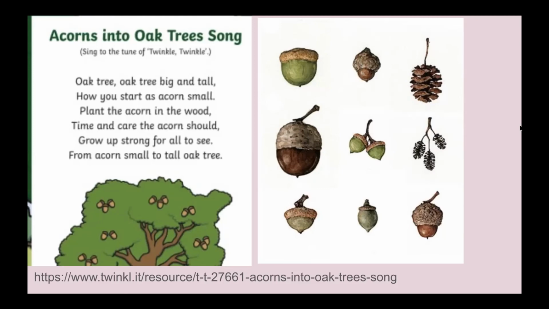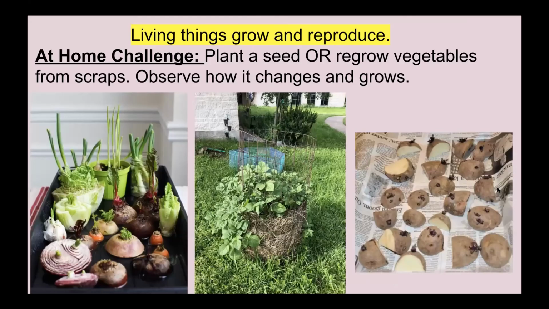And there's lots of different kinds of acorns that you guys can find too. So my at-home challenge for you guys, again, keep in mind that living things grow and reproduce. So see if you can find a seed or an acorn maybe to grow. You can also regrow vegetables from scraps. So remember, vegetables come from plants as well. So those plants are living things.